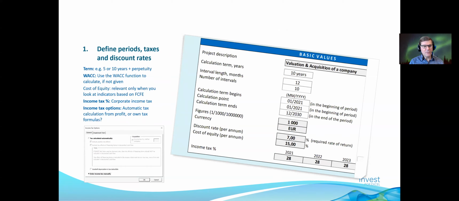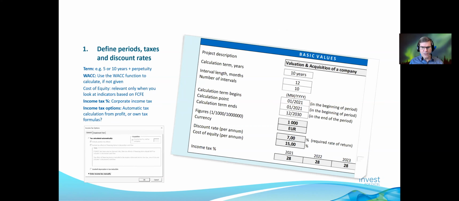Then we have the corporate income tax and some options related to that, whether we choose to have the default method that Invest for Excel calculates the taxes automatically from profit, or if we want to be able to adjust it ourselves, then we can select income tax manually. Then we can take into account if there are like some tax history with maybe losses brought forward or something like that, then we can adjust for that.